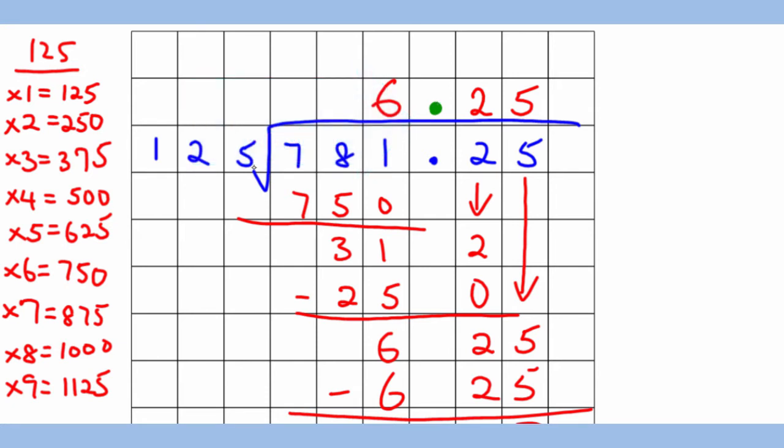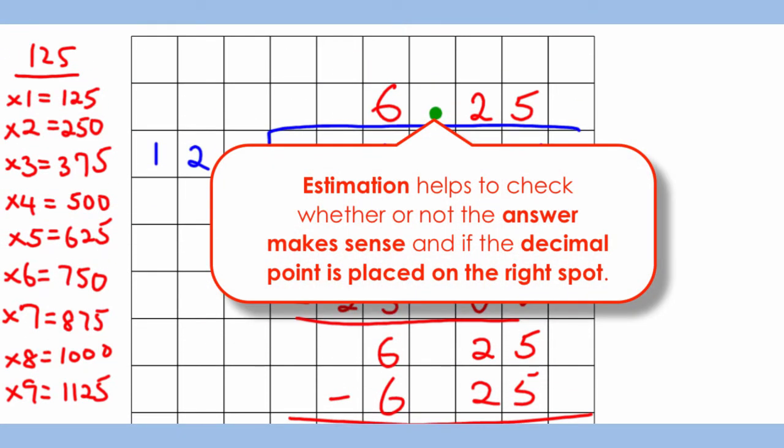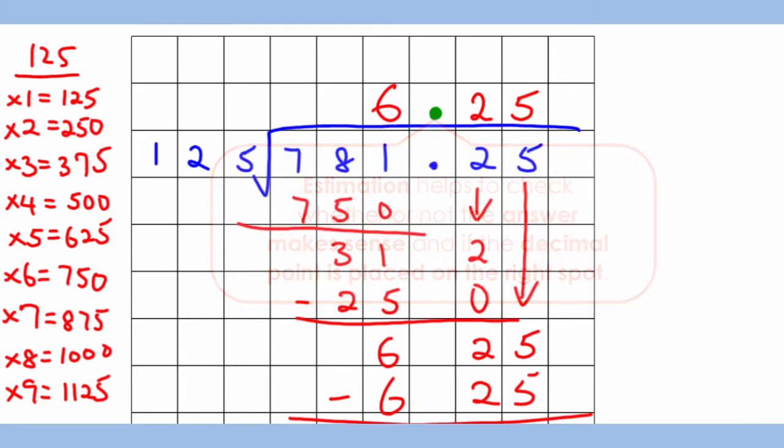Now, does the answer make sense? Let's check with whole numbers. So if I were to take this quotient, you can round this number to 8 divided by 1. You should get about 8 as your estimated answer. And again, we are pretty close because we get 6.25. So that means the answer makes sense and we do have the decimal point in the right place.